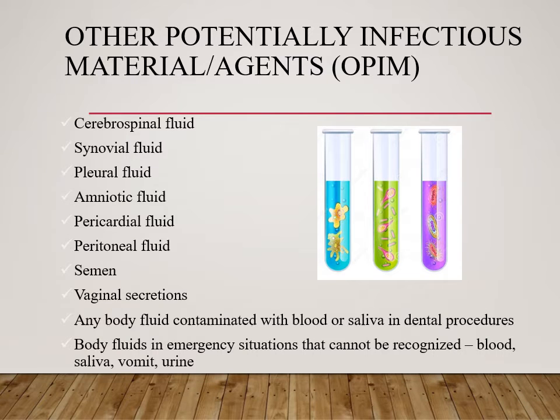Other potential infectious material agents: cerebrospinal fluid, synovial fluid, pleural fluid, amniotic fluid, pericardial fluid, peritoneal fluid, semen, vaginal secretions, any body fluid contaminated with blood or saliva in dental procedures, body fluids in emergency situations that cannot be recognized, blood, saliva, vomit, or urine.